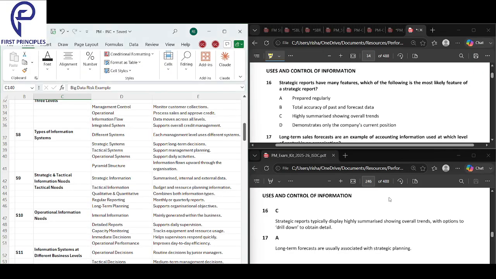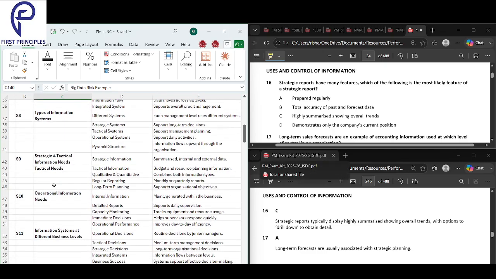Alright, starting off: uses and control of information, guys. Strategic reports have many features. Which of the following is most likely a feature of strategic information? Prepared regularly, not really. Operational reports are prepared regularly. Total accuracy of past and forecast data need not be accurate, but needs to be summarized. Highly summarized, absolutely. 16C. Strategic data is highly summarized.